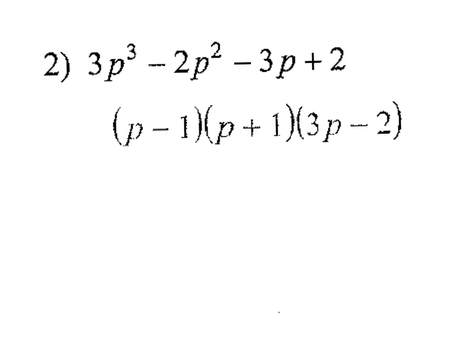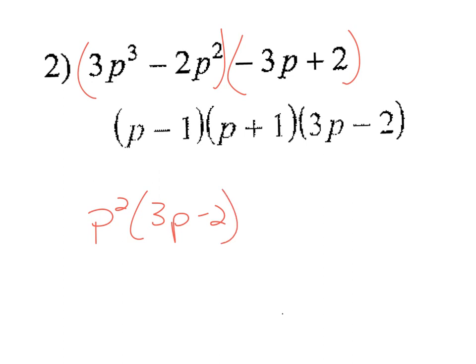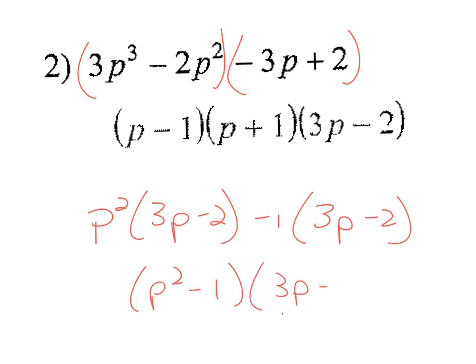All right, number 2. Number 2 is review of 4-term grouping. So on this guy, you want to go ahead and group, break it up, make sure you keep that negative with that negative 3p. All right, so in my first grouping, I can pull out a p squared, and I'm going to have a 3p and a minus 2 left over. On the second grouping, I'm going to go ahead and pull a negative 1 out so that my signs will flip. And when my signs flip, now the insides match.